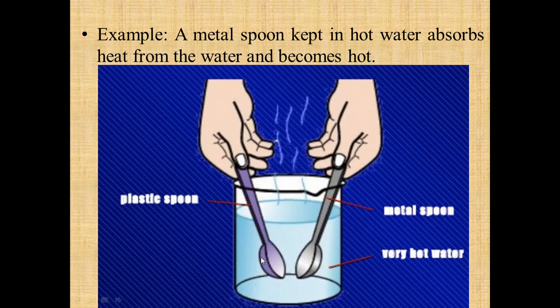Similarly, suppose you put a plastic spoon inside water and a metal spoon inside very hot water. What happens? The metal spoon starts to absorb the heat from the water and becomes hot, whereas the plastic spoon does not become hot. Why? Because plastic is not a good conductor of heat, whereas metal is a good conductor of heat.